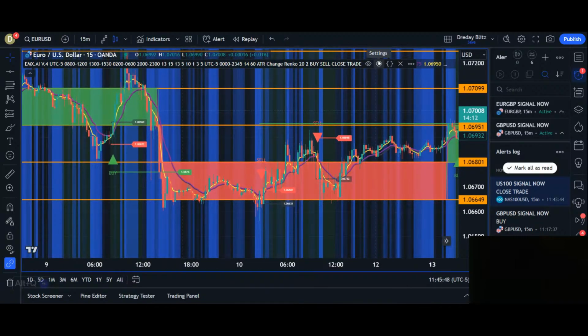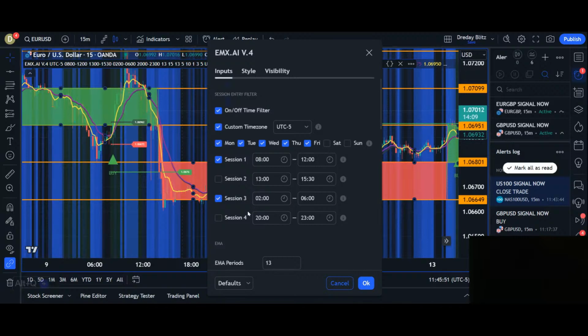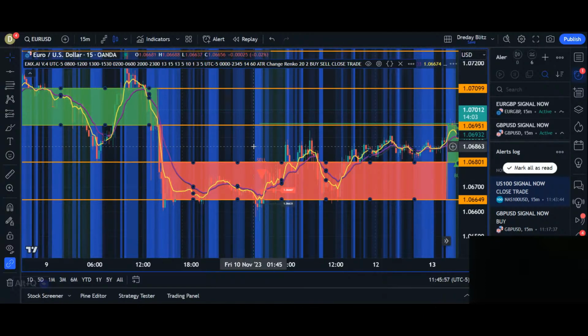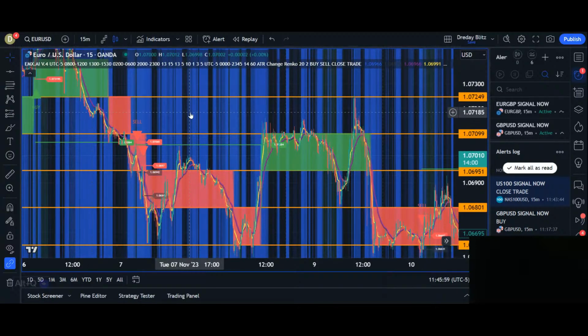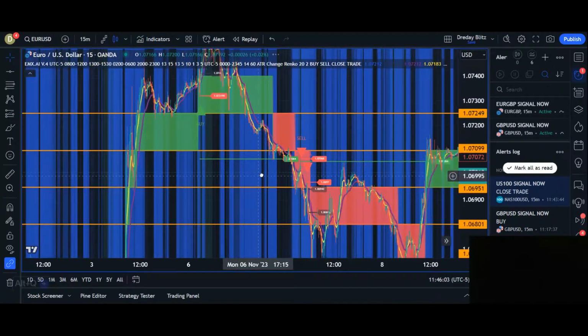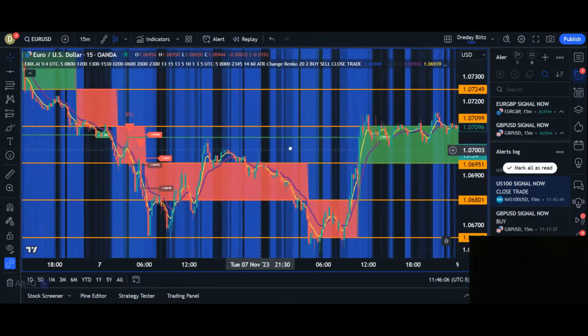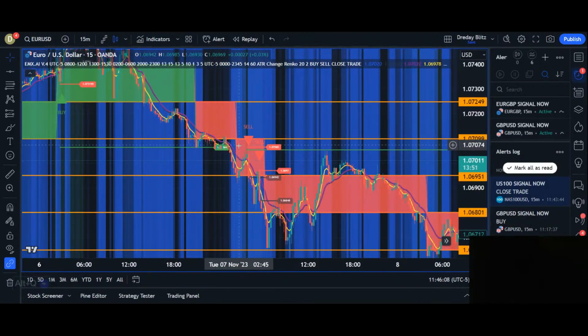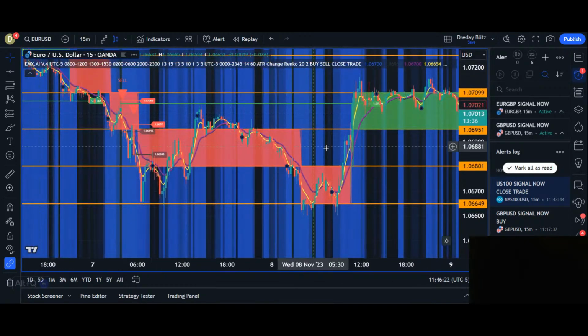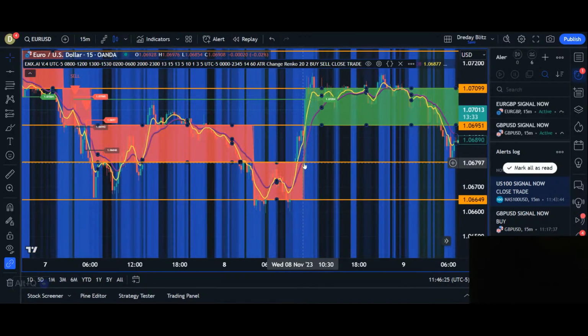Because usually Euro USD, I like to trade it on the London session. So if you put only the London session, you just wait for your entry to trigger, and then you take the trade. Like for example, you had 2 sells here. It was at around 3:45 last Tuesday. So we had 2 sells. You would have closed the trade here. That will be on Wednesday.